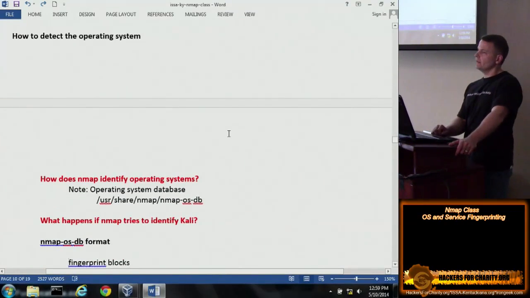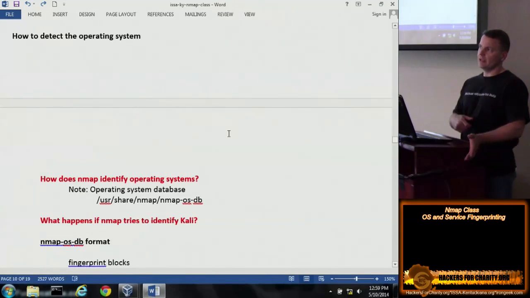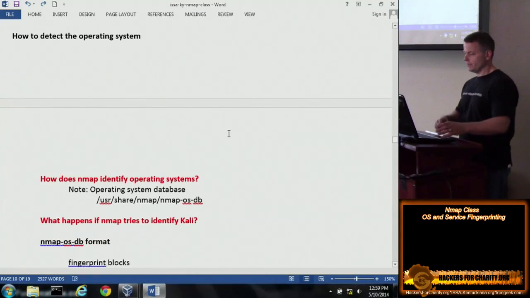Are there any questions on that section about service scanning and how service scanning works compared to the service probes, or comparing the service probes against just the top ports file?